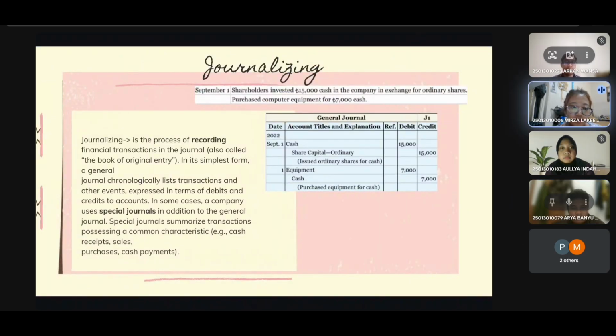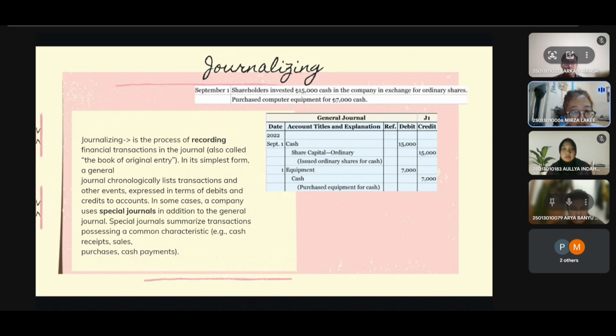So the next is journalizing. Basically, journalizing is the process of recording financial transactions in the journal. Journal is also called the book of original entry. In its simple form, a general journal chronologically lists transactions and other events, expressed in terms of debits and credits to accounts. In some cases, a company uses special journals in addition to the general journal. The special journal summarizes transactions with common characteristics like cash receipts, sales, purchases, and cash payments.